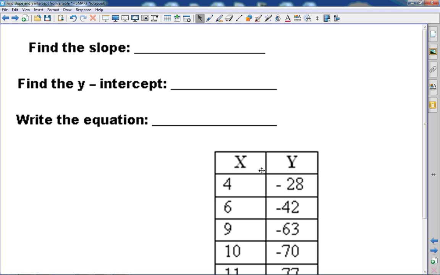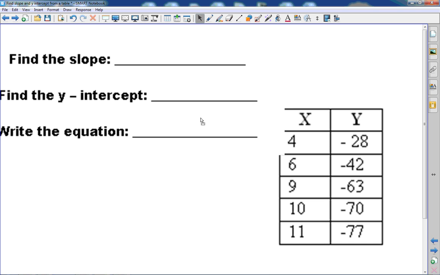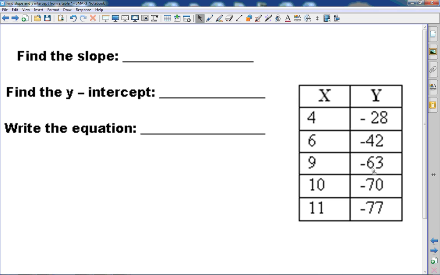Here's another one. See if I can move this around. All right, there we go. Pause the video, see if you can come up with the equation and the slope and the y-intercept. The slope is m, the y-intercept is b. Y equals mx plus b.